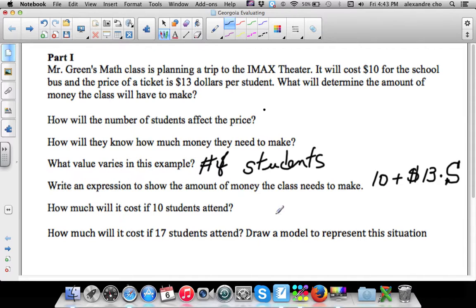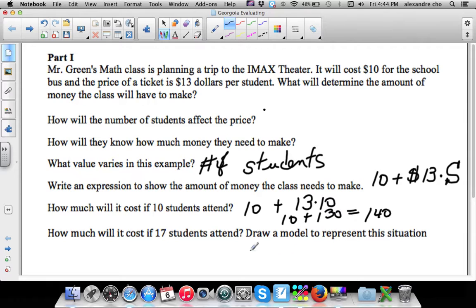So if 10 students attend, we're going to pay $10 for the bus, and then we're going to have to buy 13 tickets times the number of students, which is 10. Following the order of operations, we get 10 plus 13 times 10, which is 130, and that gives us a total of 140.